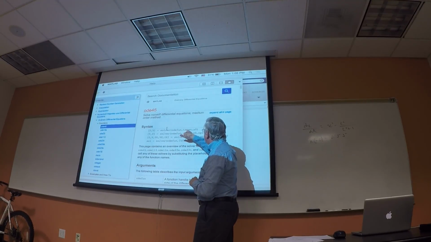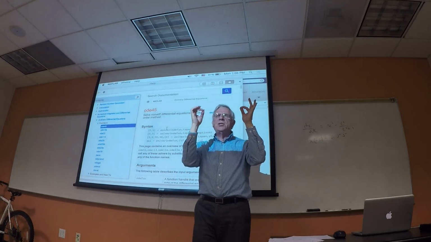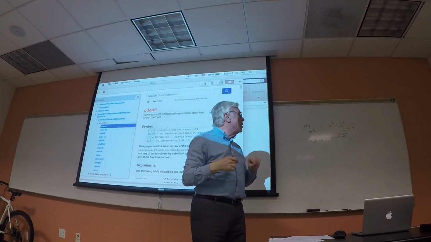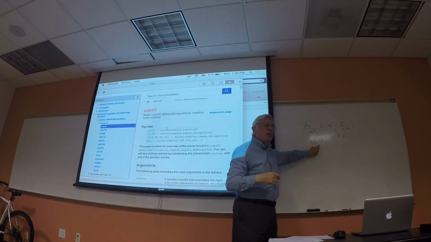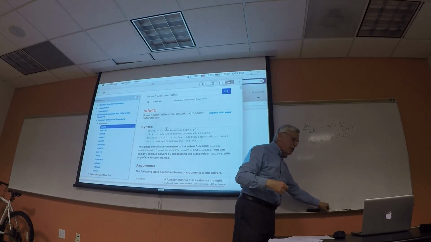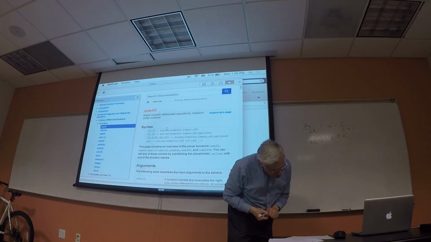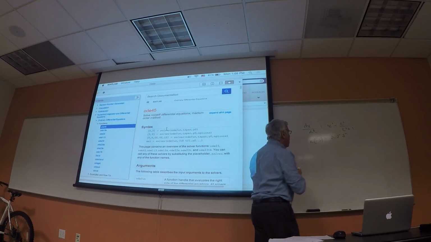There's a thing here called t span. T span actually is a two-element vector. The first element is where you want to start, which in our case is -2. That's always where the initial condition is. And then where do you want to stop? Let me see now. I'm going to go to 15. So integrate.